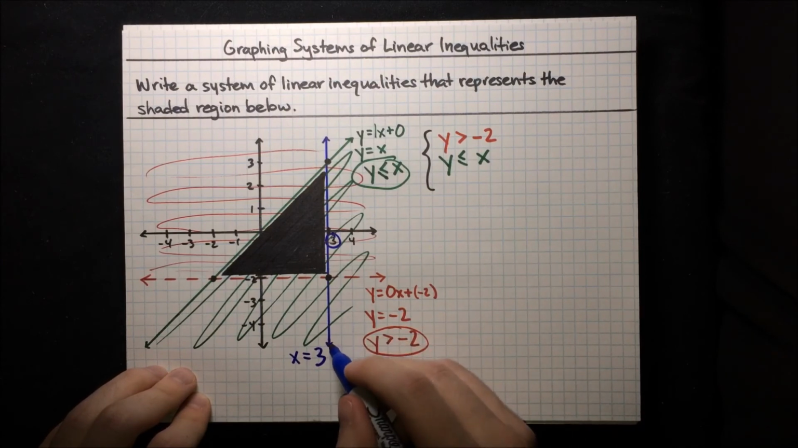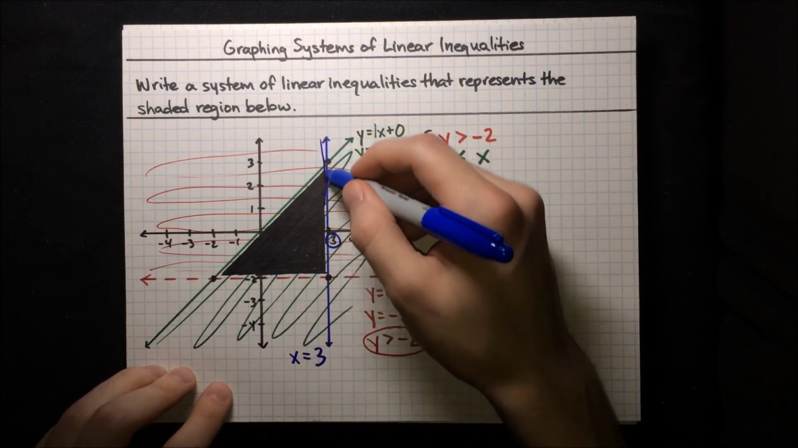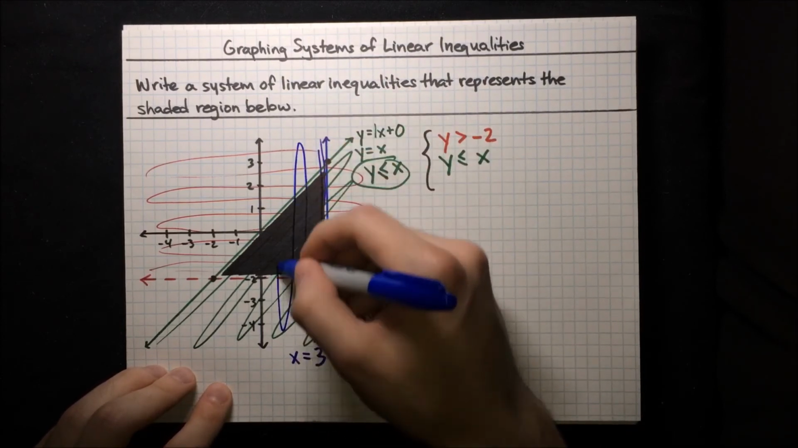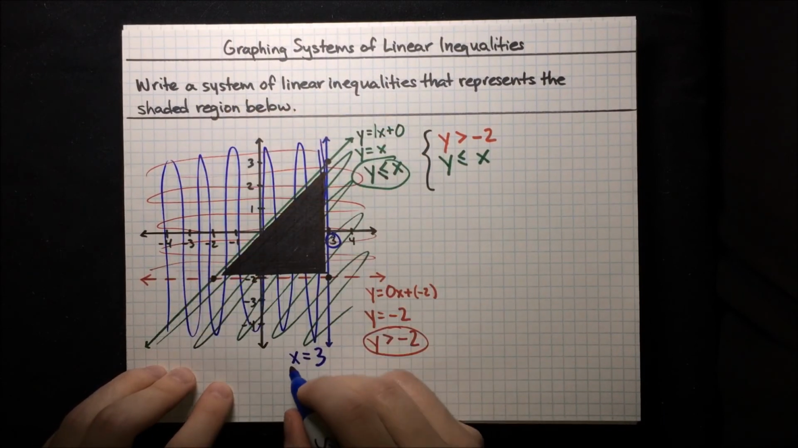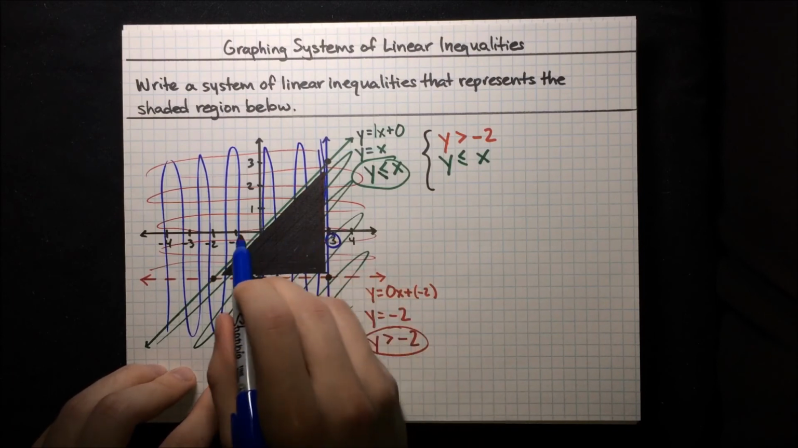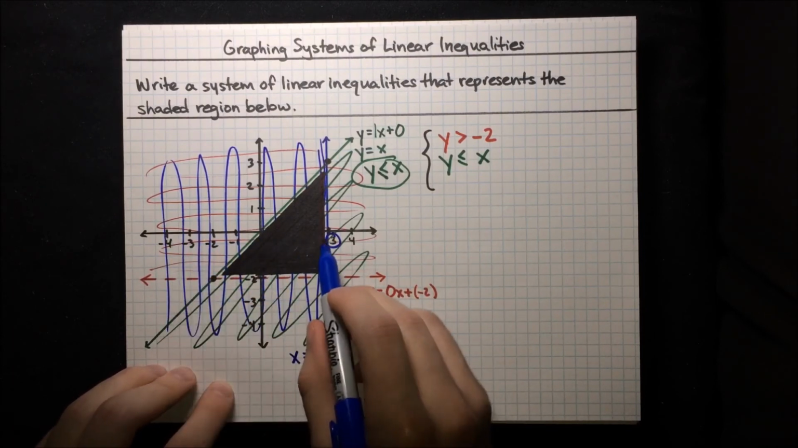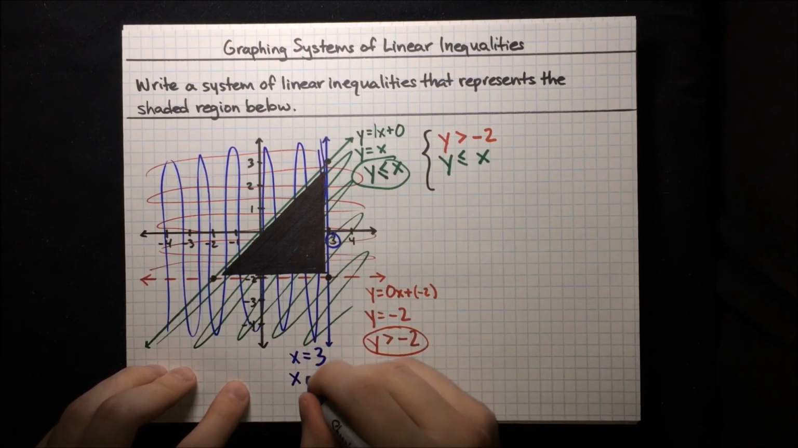Okay, so now let's turn this into an inequality. Which side of the line do we want to shade on? Well, we want to shade closer to the triangle. So we want to shade on this side here, shading left of the line. So how should we write this inequality? Should it be x is greater than 3 or x is less than 3? Well, we want the x values that are left, and that's in the negative direction. So we want the x values that are less than 3. So great, x is less than 3.